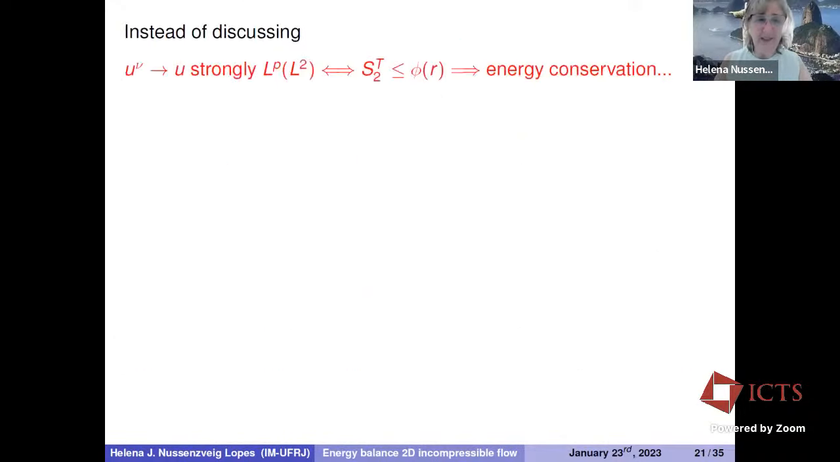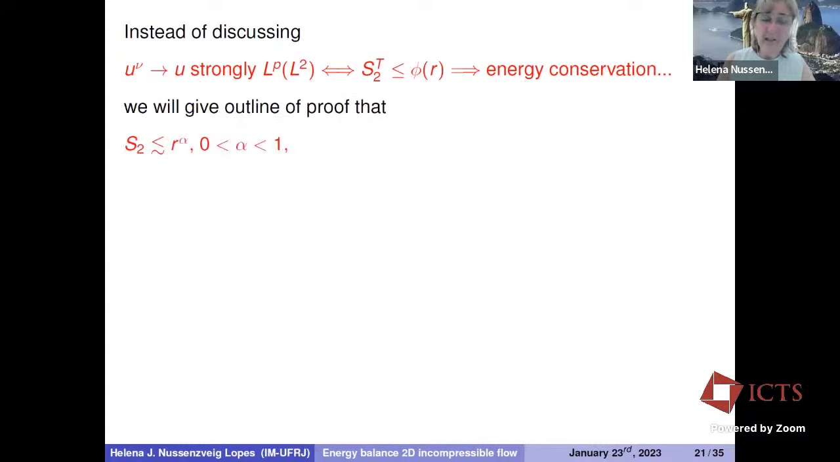Instead of discussing the remaining equivalences, I'm going to just show that if U nu converges strongly, then you have energy conservation. Under the assumption that S2, not S2T, is actually bounded by R to the alpha. So I'm going to substitute the general case where you have a modulus of continuity by this special case when, without the time integral, the structure function S2 goes like R to the alpha for some alpha between 0 and 1. So we'll show that this implies energy conservation.